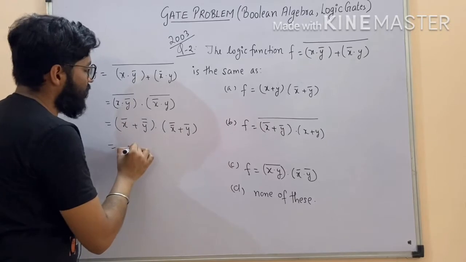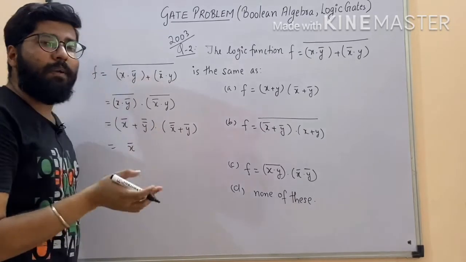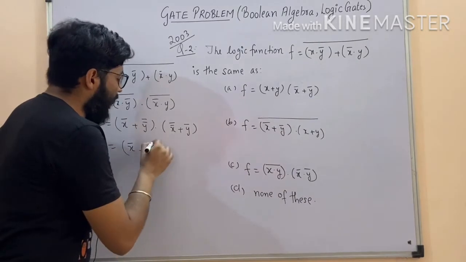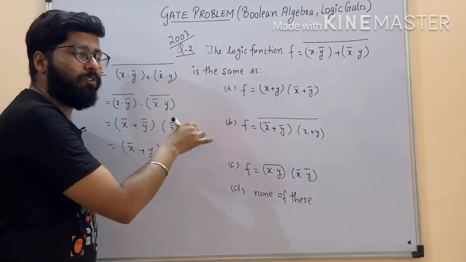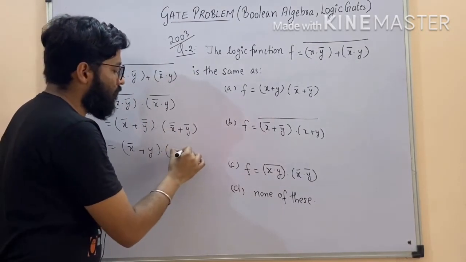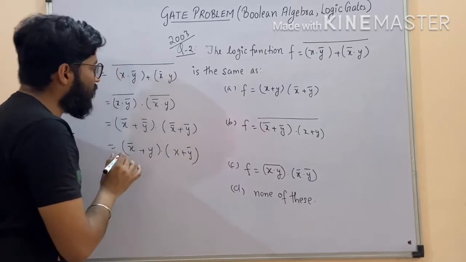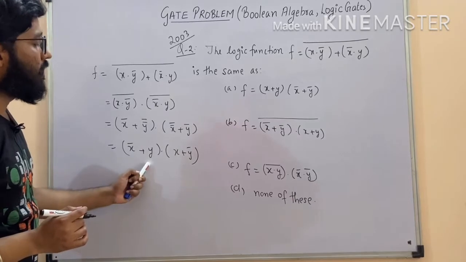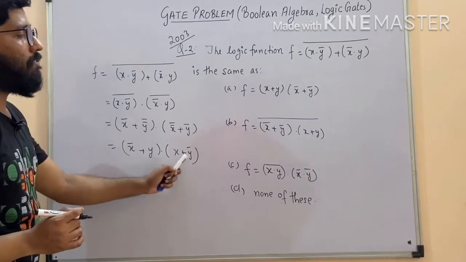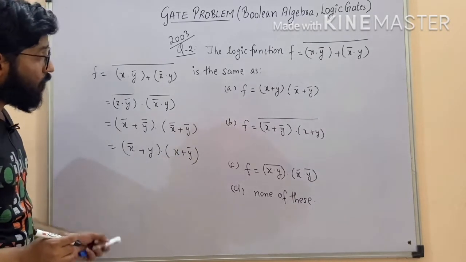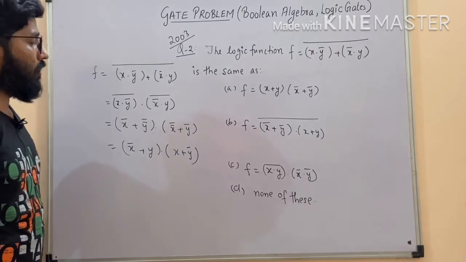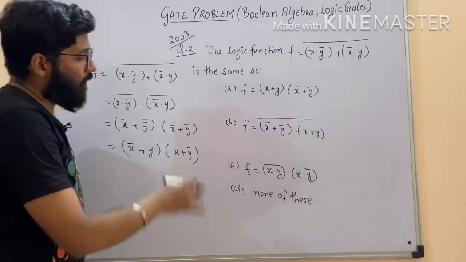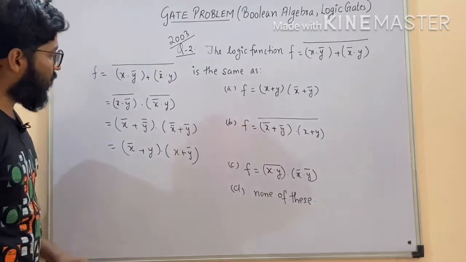Now x complement, y complement to the complement becomes y only, and x complement to the complement becomes x only, and this is y. So your simplification of logic function f is x complement plus y dot x plus y complement. Now you have to see your given options, is there a matching option? You will see that no option is matched by your answer.